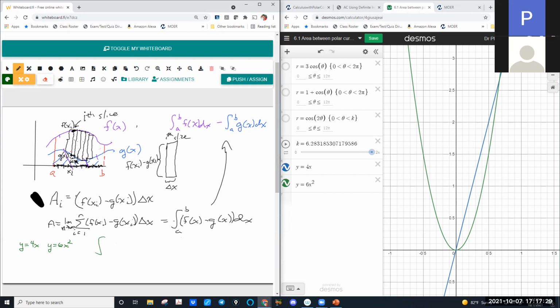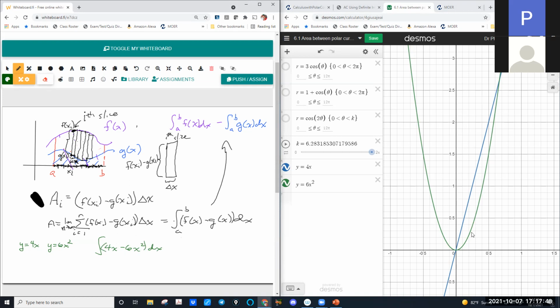So we don't have to do the slicing on this. You absolutely can, but we built the formula. We know that it's top minus bottom. So 4x minus 6x squared dx. And now all we need are our limits.